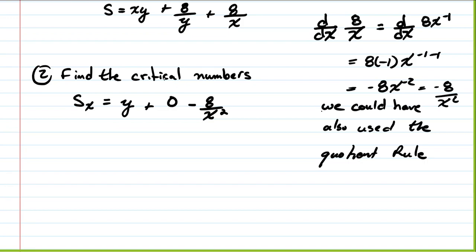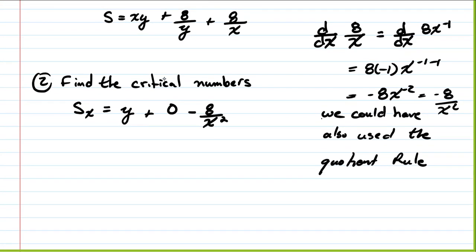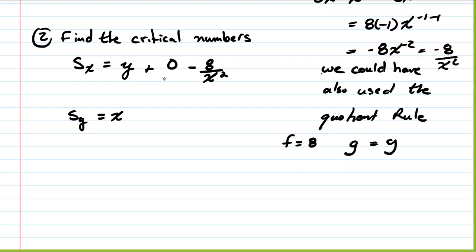So now we're going to do the same thing, but we need to find the partial derivative with respect to y. So s sub y is going to be, we have xy, so our derivative is going to be x. The derivative of 8 over y, we're going to do the same thing that we did here, so this time I will use the quotient rule. So my f would be 8, and my g would be y. And remember, the quotient rule is g f prime minus f g prime all over g squared.